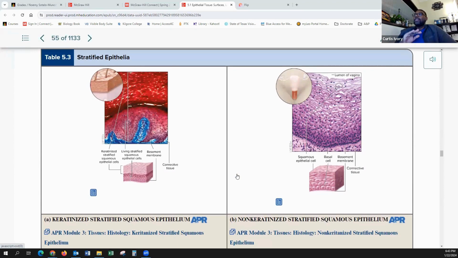Now we've left simple, meaning one layer. Now we're in stratified. Stratified means that there are several layers. Here we have keratinized stratified squamous epithelium. Let's break that down, because that was a lot to chew on. Keratinized means that these are going to have some dead cells and it's going to be for protection. Stratified means that it's going to be layered. Squamous means that it's going to be kind of squarish. And epithelium just means that it's on the skin or on the surface. So that's how we had to break this down, even though it's a long name, because each word tells us the location and its function.